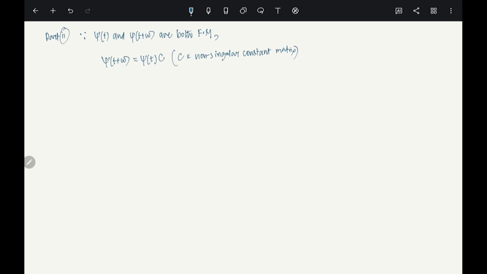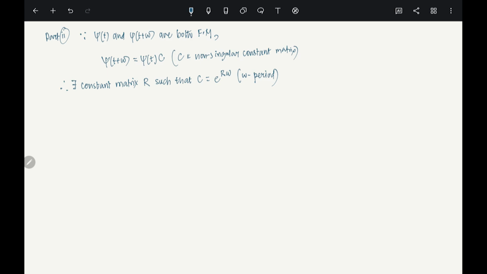Now, this c is a non-singular constant matrix, right? So now what we will do is this. Then there exists a constant matrix R such that C can be written as e power R W. What is W? W is the period. C is a constant matrix, so we can write it as an exponential of R W. This can always be done. If you are not convinced, please do it yourself. I am going to put it as a part of the assignment.